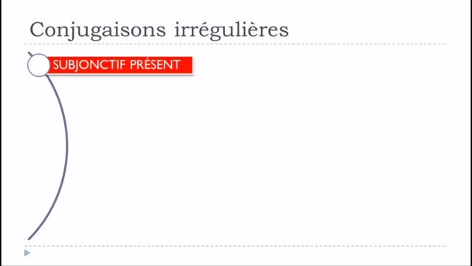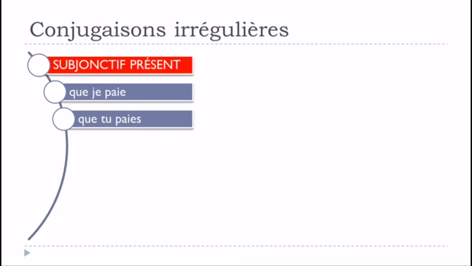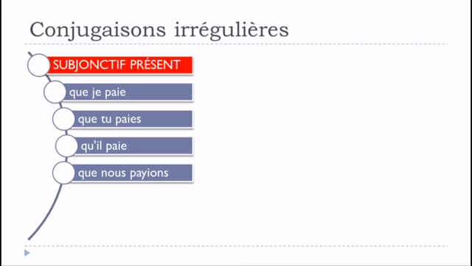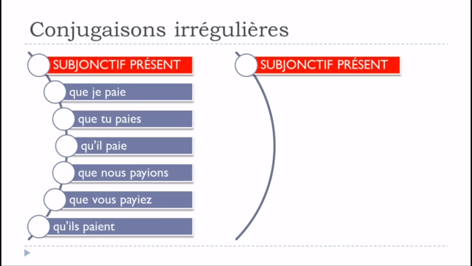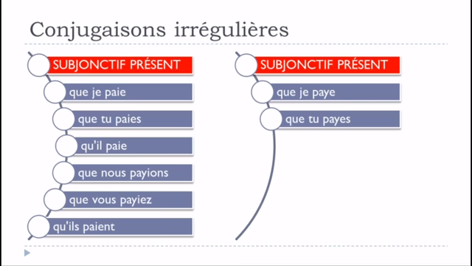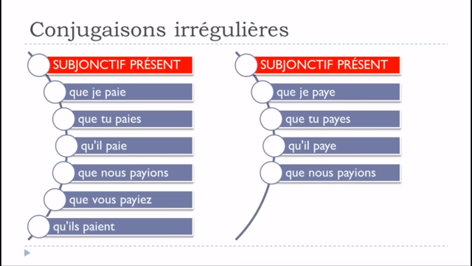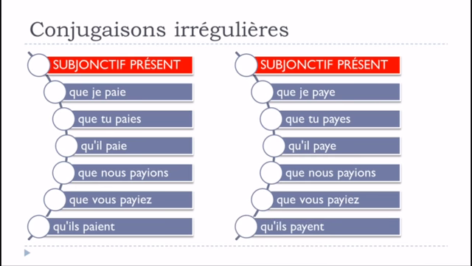Okay, and let's see now le subjonctif présent. Que je paye, que tu payes, qu'il paye, or if you want, que je paie, que tu paies, qu'il paie, que nous payons, que vous payiez, qu'il paie. Okay, subjonctif présent: que je paye, ou que je paie, que tu payes, que tu paies, qu'il paye, que nous payons, que vous payez, qu'il paie, or qu'il paye.